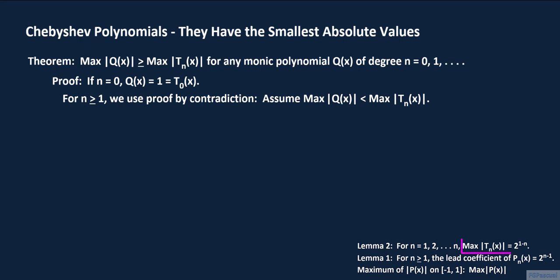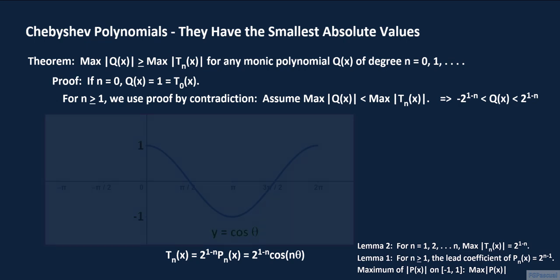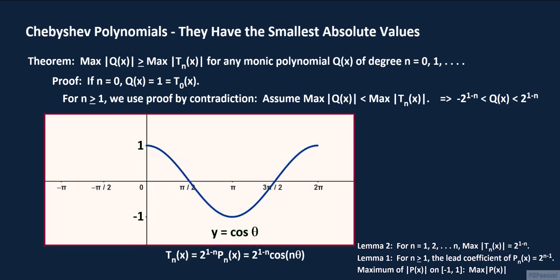Since max absolute value of t sub n of x is equal to 2 raised to the 1 minus nth power, q of x lies strictly between the negative of 2 raised to the 1 minus nth power and 2 raised to the 1 minus nth power. Since t sub n of x equals 2 raised to the 1 minus nth power times p sub n of x, which is also equal to 2 raised to the 1 minus nth power cosine n theta, we check the graph of 2 raised to the 1 minus nth power cosine theta.